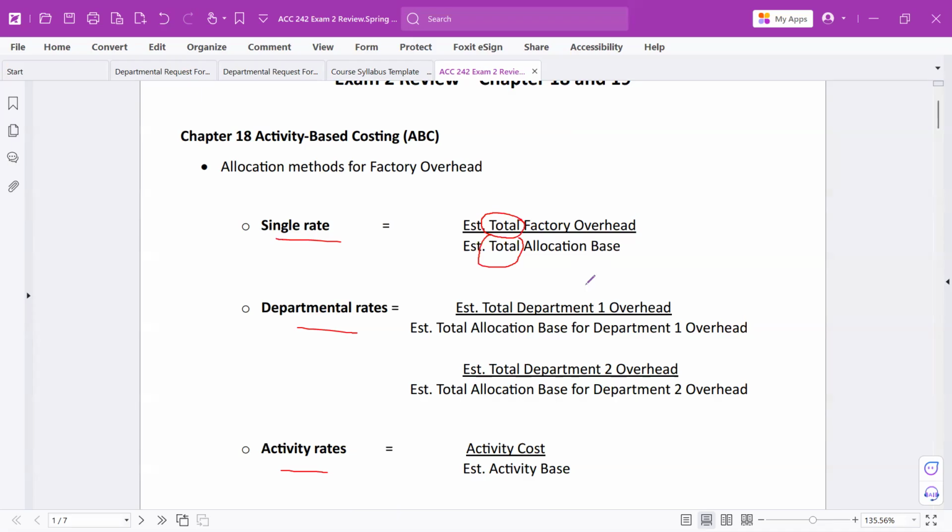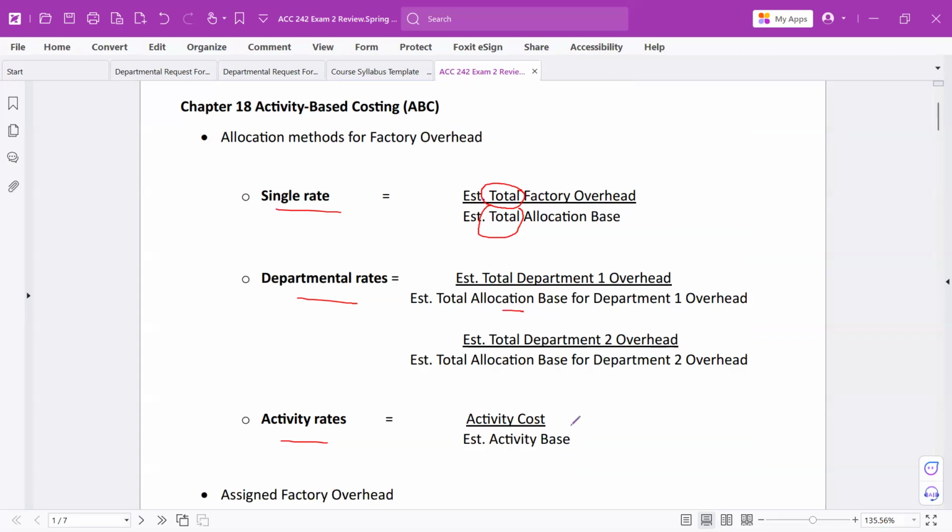When we use departmental rates, we take some measure of departmental overhead over some measure of the allocation base for the department. We didn't have any problems where there were more than two departments. So in the case where you have two departments, we'd have the Department 1 overhead divided by the Department 1 allocation base, the Department 2 overhead divided by the Department 2 allocation base. And we would be applying overhead twice using these departmental rates.